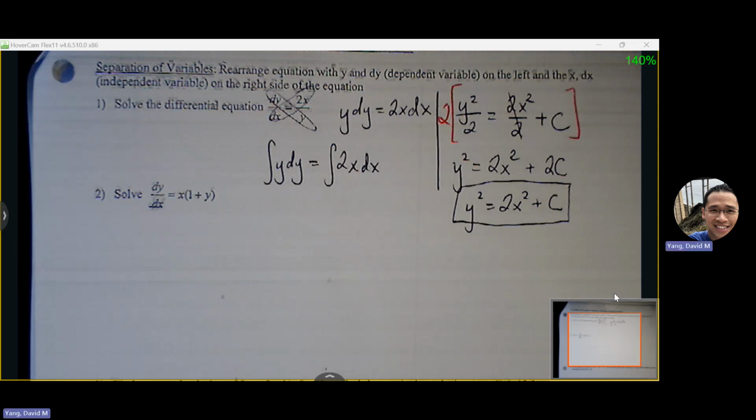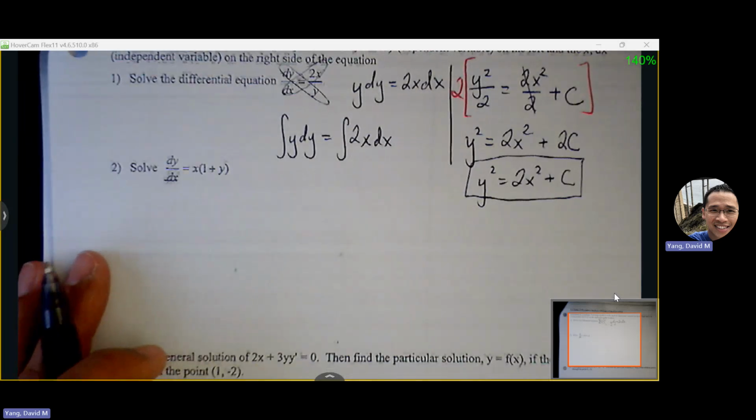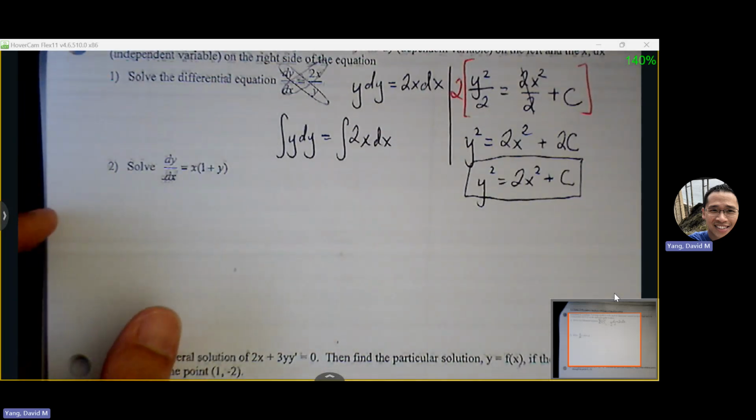So we're still doing the same thing as before. We're still taking our derivative level and trying to bring it up to the function level. But it just looks more complicated because we have to do calculus on both sides of the equation rather than just the right side. So number 2 here, solve dy/dx equals x times (1 + y).